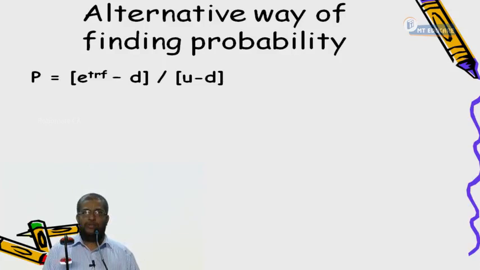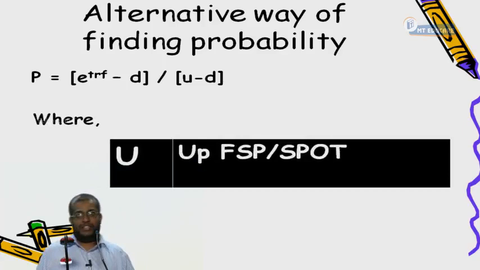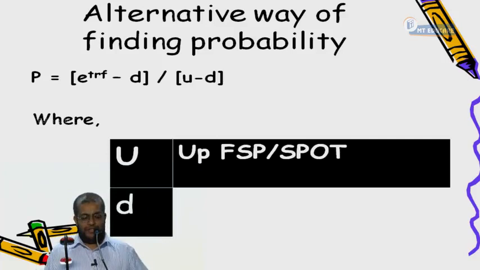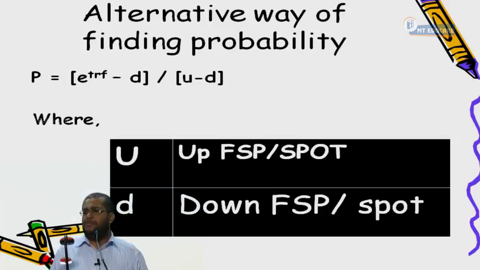P is equal to e power TRF minus D divided by U minus D. Where U is equal to upper future spot price divided by spot price, and D is equal to downward FSP divided by spot price. E power TRF is known. RF is the risk free rate, and T is the term of the option. Can I push it or not?